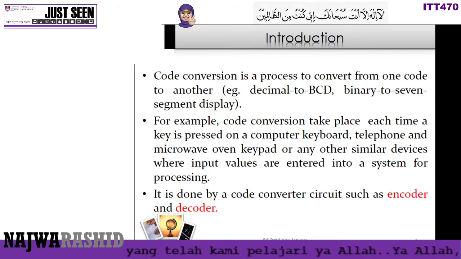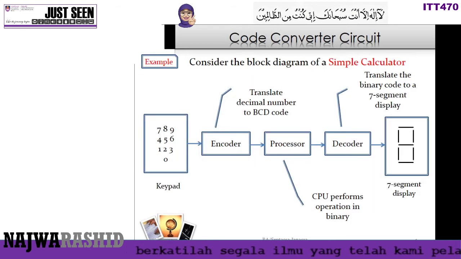Code conversion takes place each time a key is pressed on a computer keyboard, telephone or microwave oven, or any keypad or any other similar devices where input values are entered into the system, and then the system will do processing and produce an output to the user. So it is done by a code converter circuit such as an encoder and decoder. This one is an example of a code converter circuit.